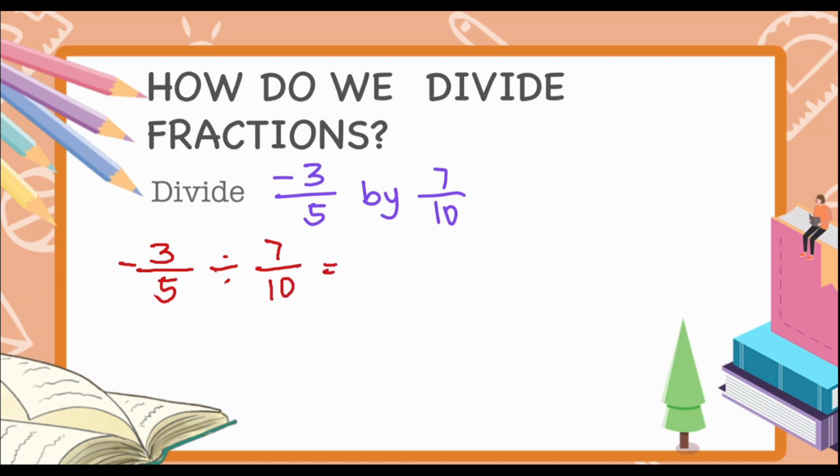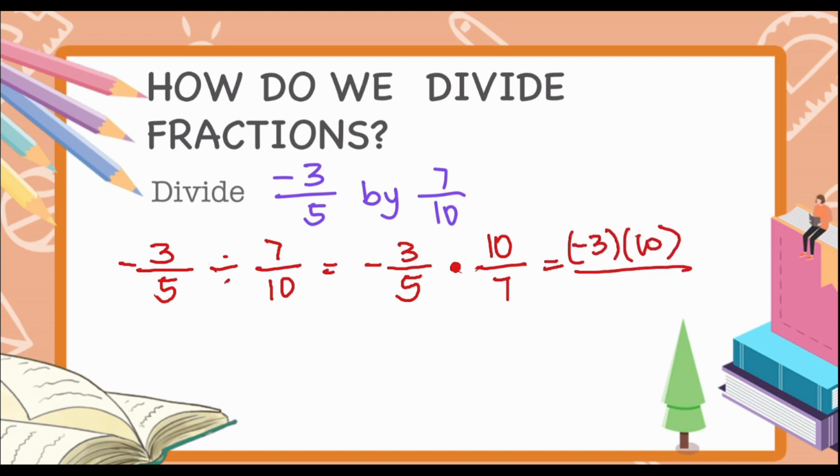Okay? The next thing that you're going to do is copy negative 3 over 5. Then change the division symbol to multiplication. Then invert the second fraction. So, we will get a 10 over 7. Next is you multiply. So, negative 3, you can put the negative here sa 3 or sa 5. Pero, in this case, I'll just put it in 3. So, negative 3 times 10 over 5 times 7. Okay?